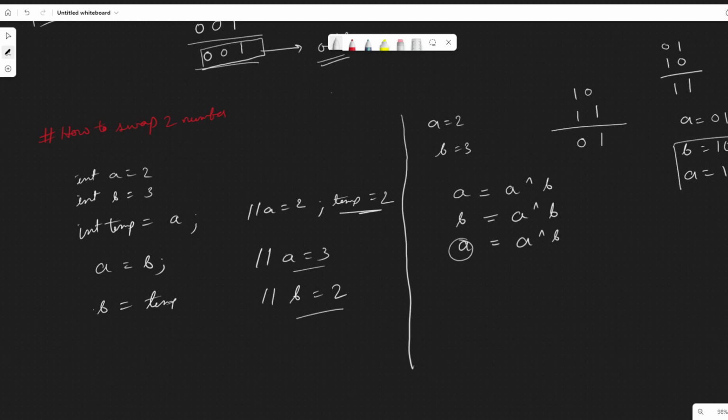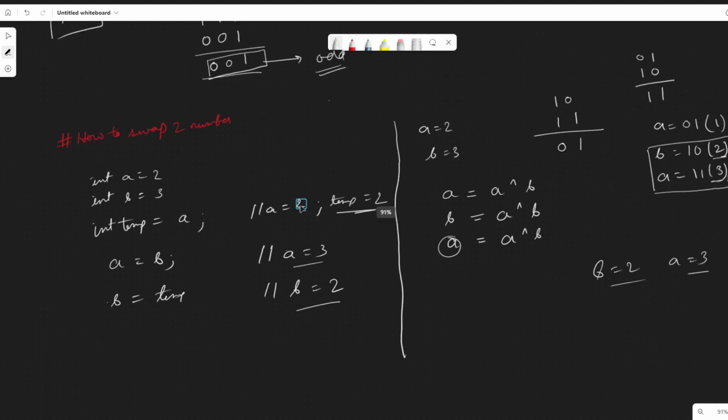As we can see here, b is equal to 2 now and a is equal to 3. Both the values of a and b are swapped. So this is how we can perform swap operation using bitwise XOR operator. Simple.